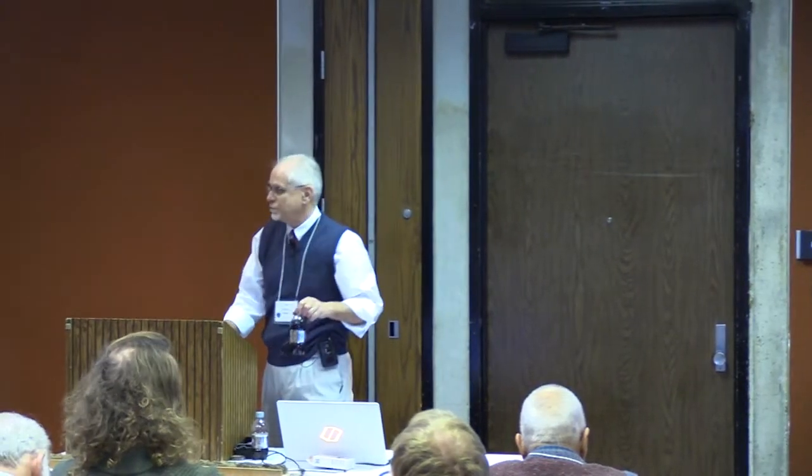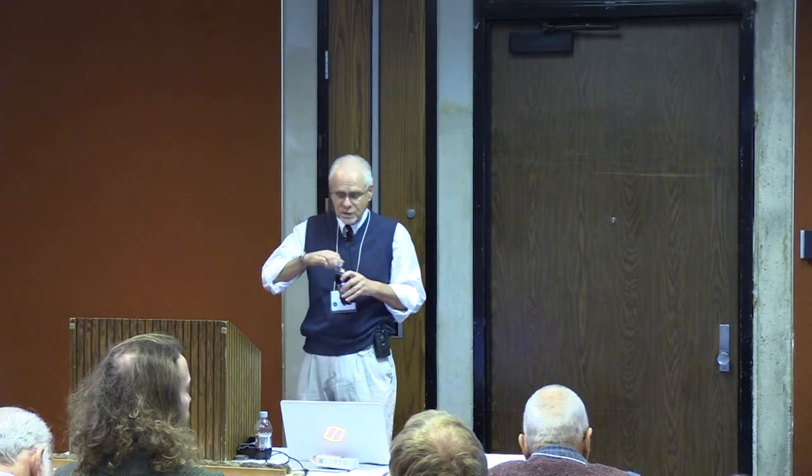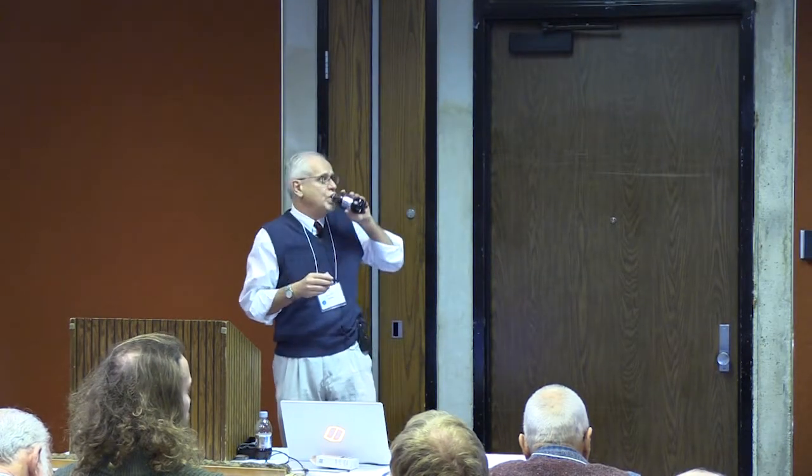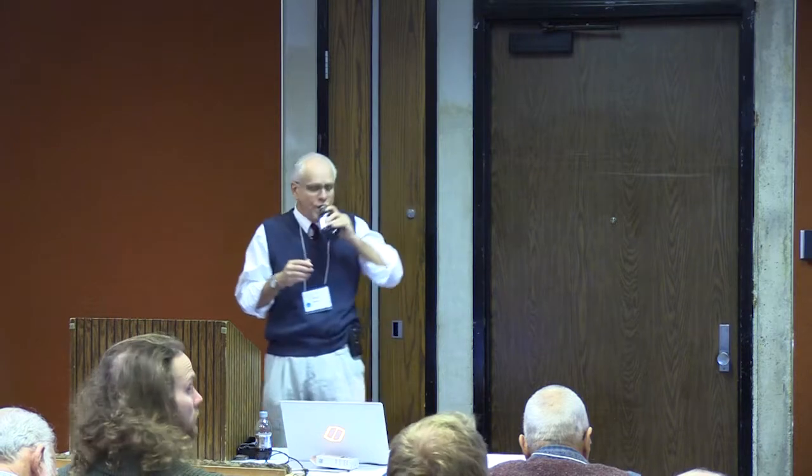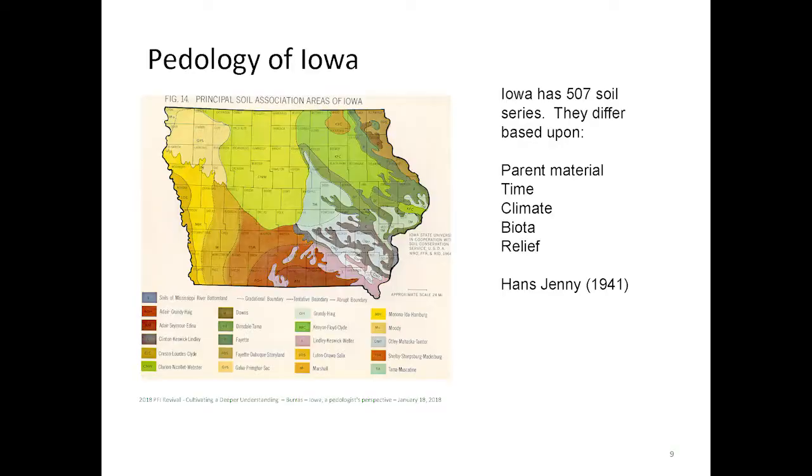So now I should talk about what Stefan actually asked me to come and speak about, and that's the soils of Iowa, what the natural soils of Iowa are. So the first thing I'll say, and this is what I really do most of my research on, is I think about how we should identify soils, how we should classify them. Iowa has 507 soil series currently.